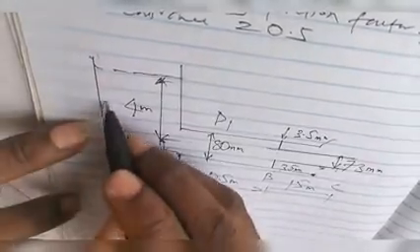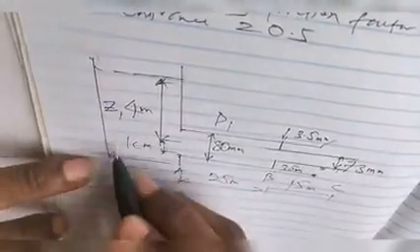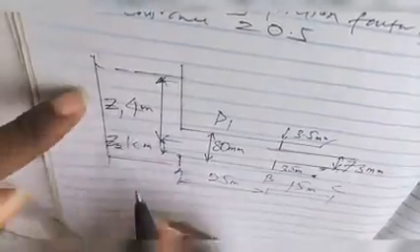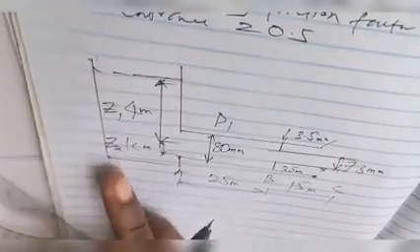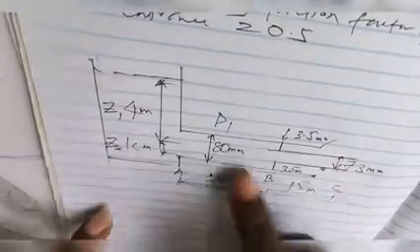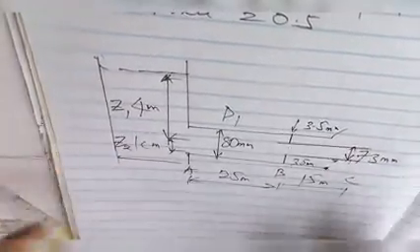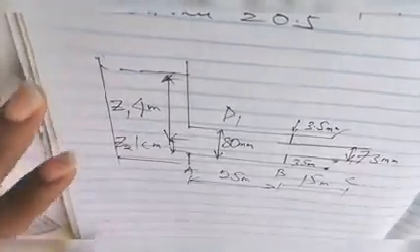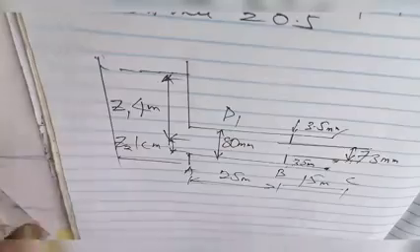Mind you, this is called Z1 and this is called Z2. So the first height Z1 is 4 meters, the second height Z2 is 1 meter from pipe C. So you have this. This is now the whole information given to you in the question. That's the diagram.